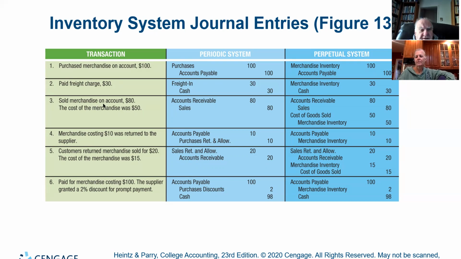Sold merchandise on account, the cost of that merchandise was $50. Periodic system, we record the sale. That's the same between the two, but notice the extra step in the perpetual. They're actually recording the reduction of the inventory and debiting the cost of goods sold. So on the perpetual side, they know exactly how much is out there because they've recorded the reduction of the units. We're not doing that with the periodic.